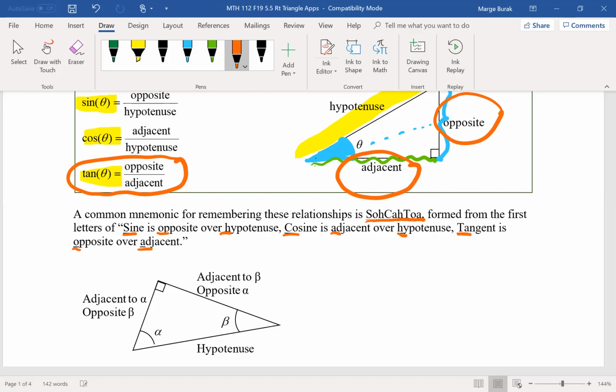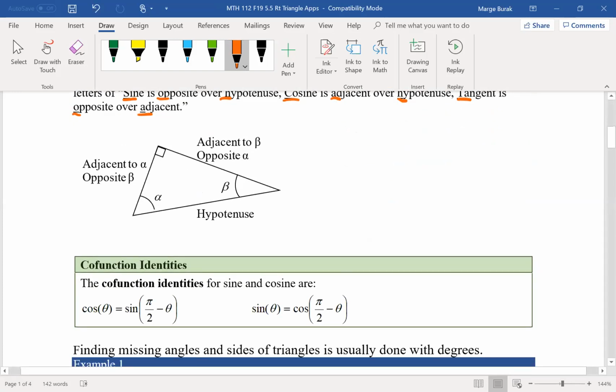All right, so you can look at it from either angle. If I'm at alpha, then this side is opposite alpha, but it's adjacent to beta. And this side is adjacent to alpha. So make sure we're clear on what those two words mean, adjacent and opposite to an angle.